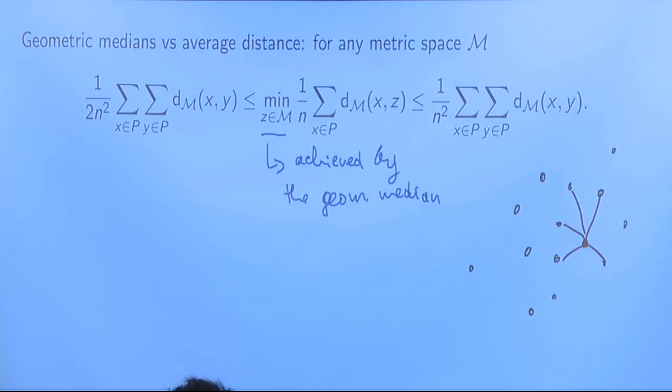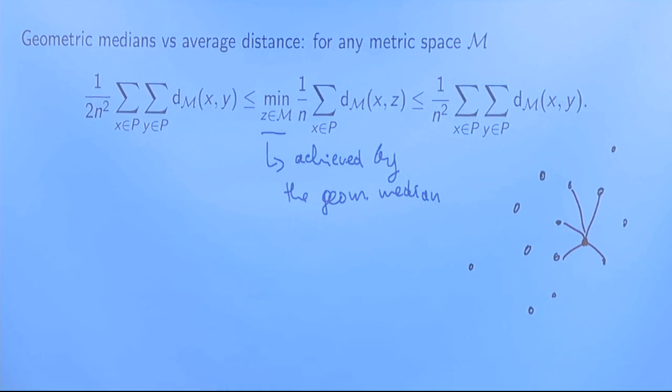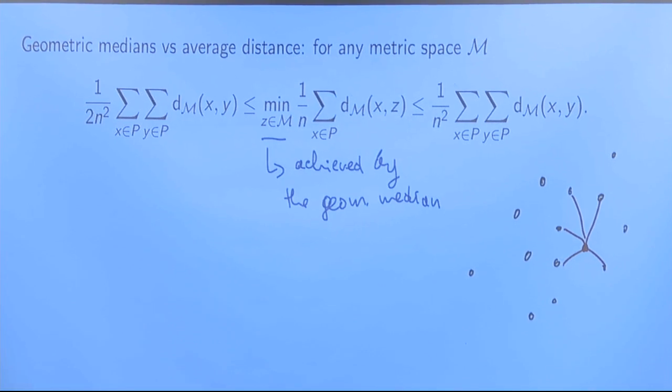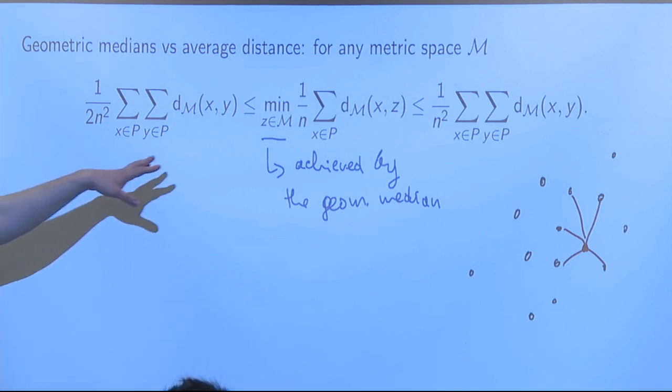And if the distance is the only sensible distance on the line, the absolute value, then it is achieved by the median of the points, or one of the medians. Median in the usual sense, the middle point. Okay, good. So these inequalities are actually pretty simple.